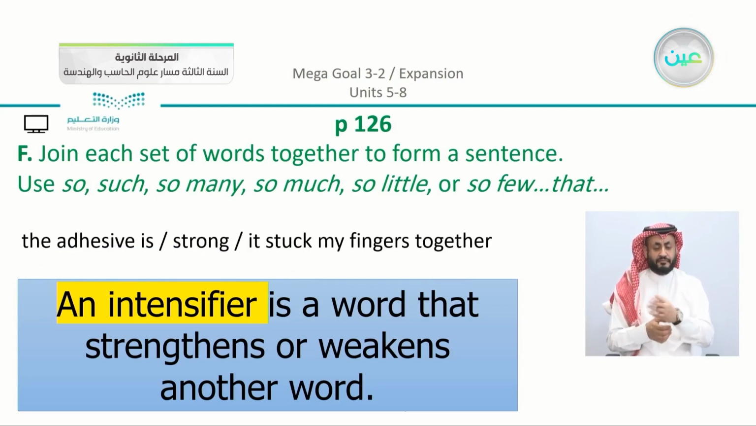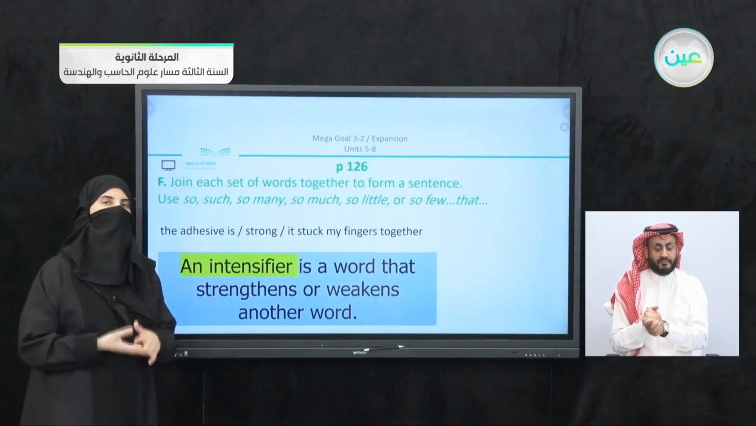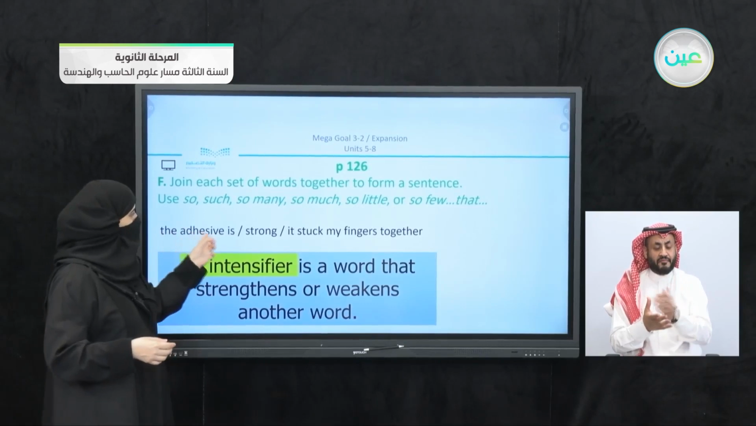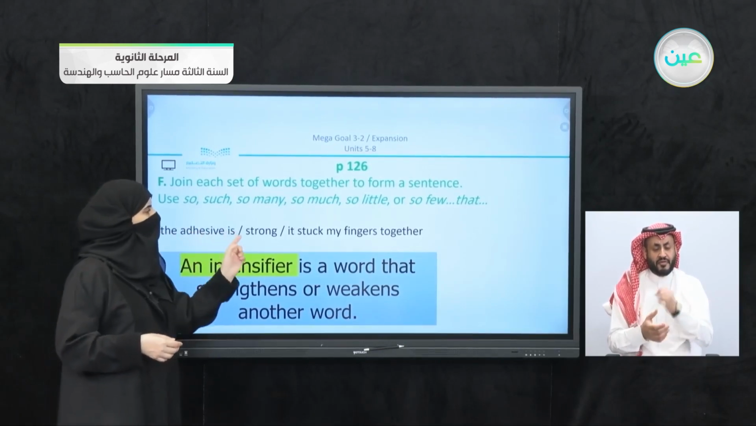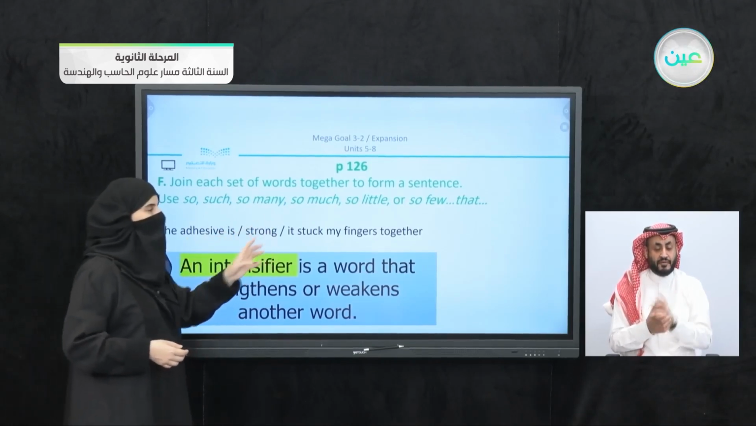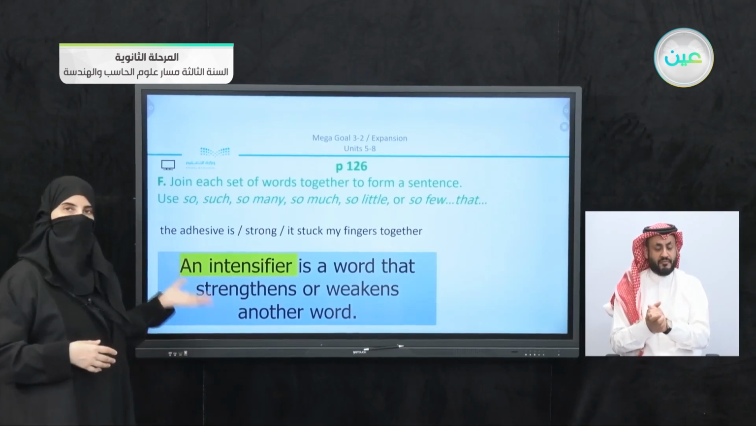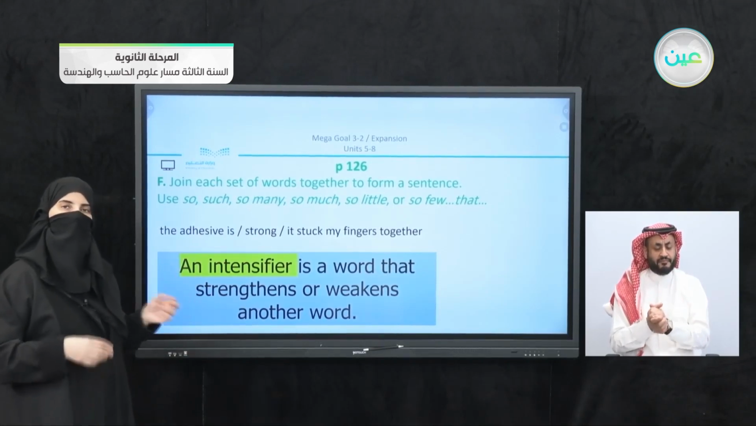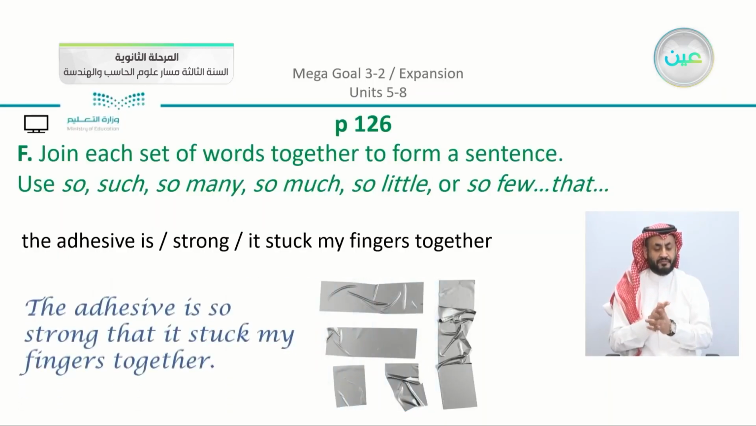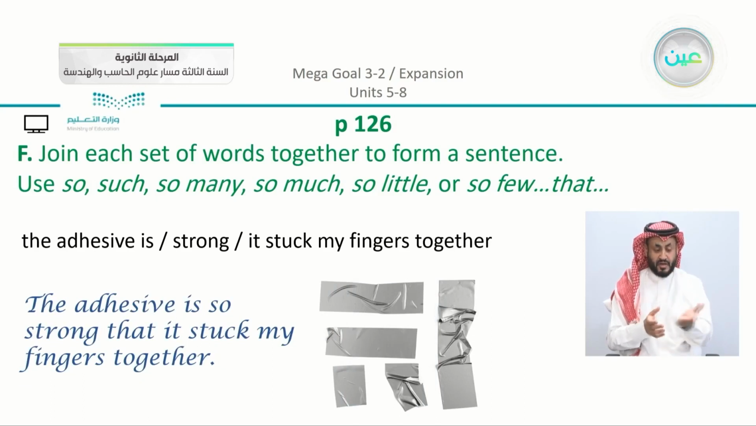For example, now in the book, you are asked to use these intensifiers in the sentence and of course to form a complete sentence. You can see that they are divided. We have here the adhesive is strong. It stuck my fingers together. So we have here 2 parts. We're going to fill these parts with the correct intensifier. So here the fingers are stuck together. We're going to say that the adhesive is so strong that it stuck my fingers together. So we use here the word or the intensifier so.